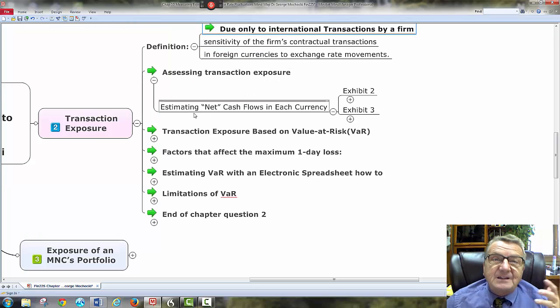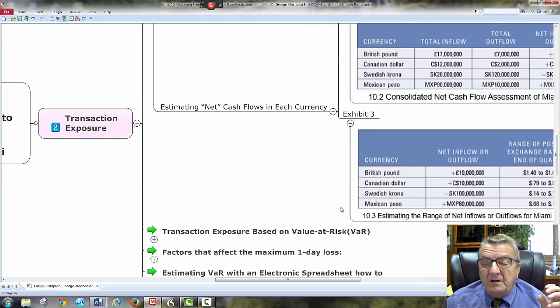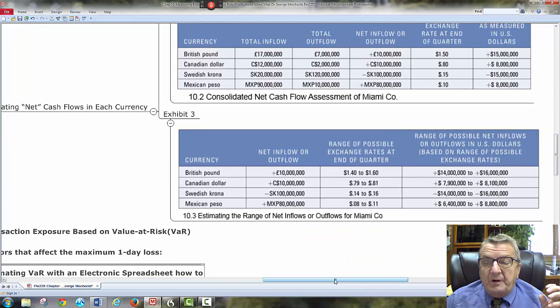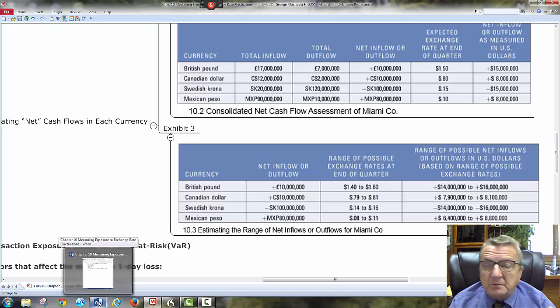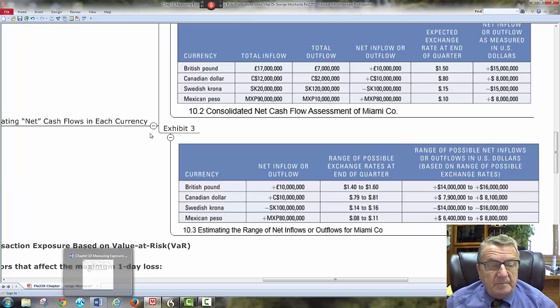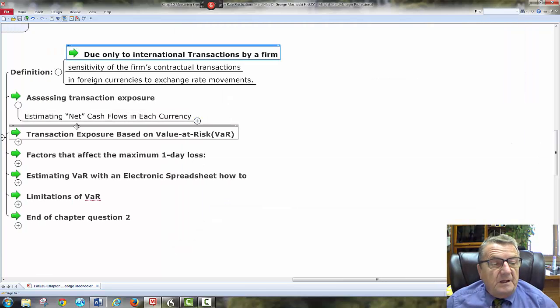If I'm estimating the net cash flow for each currency, and these are just exhibits, I'm not going to look at them, just open them up. So what I want you to do, go on there, hit the pause button. Now look at it. Oh, what does he have here? And then go forward. Okay? All right, so we have that and that.